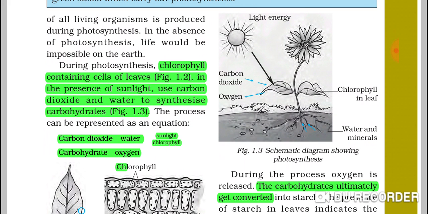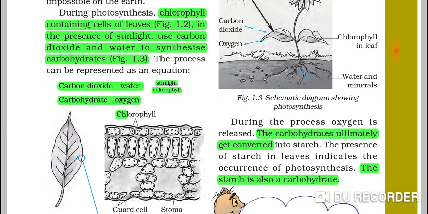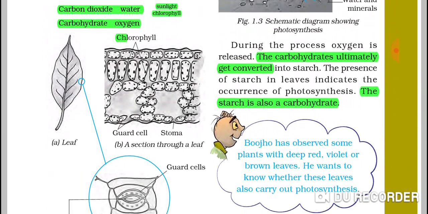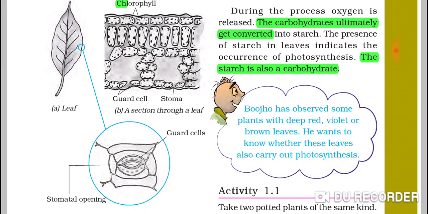Now the reaction, how does this take place? We know chlorophyll is present in the leaves. They absorb the sunlight. They take the carbon dioxide from the stomata, which are present on the lower side of the leaf, not on the upper side. They combine together to give the carbohydrate and the oxygen.